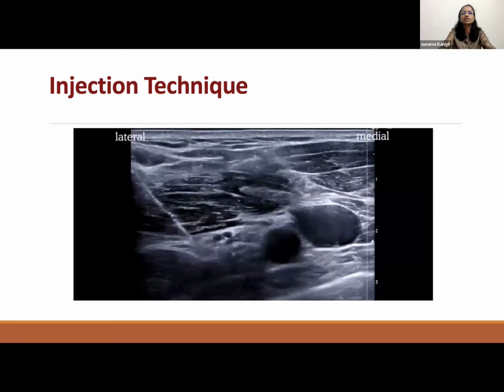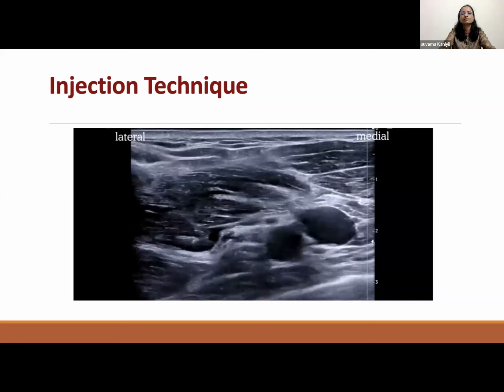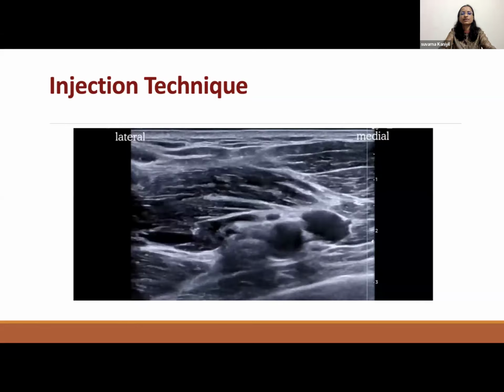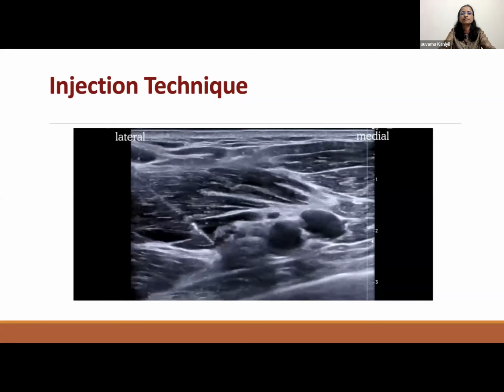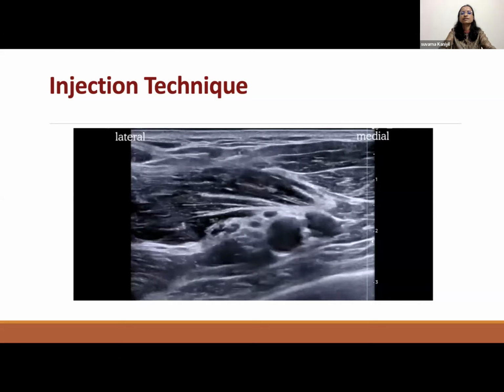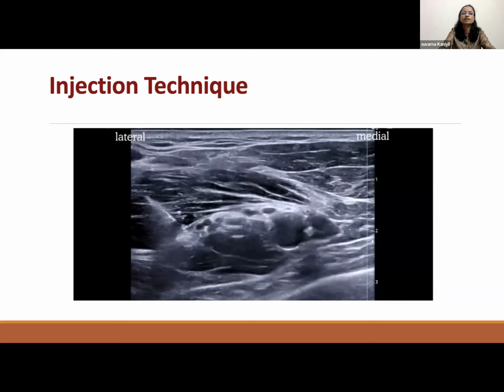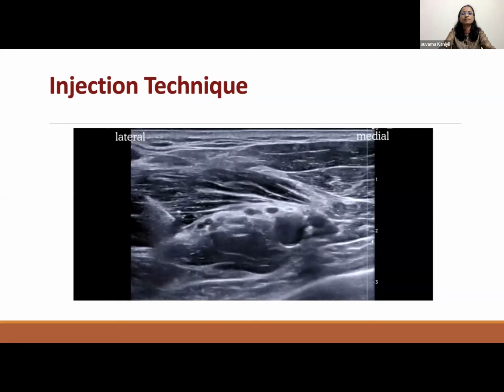Always, whenever you are in doubt, always do a hydrodissection. Usually, a single injection is sufficient for the costoclavicular area. You can see nicely that it is getting lifted up. You don't need to separate each bundle, but you have to place the drug around the neural elements.